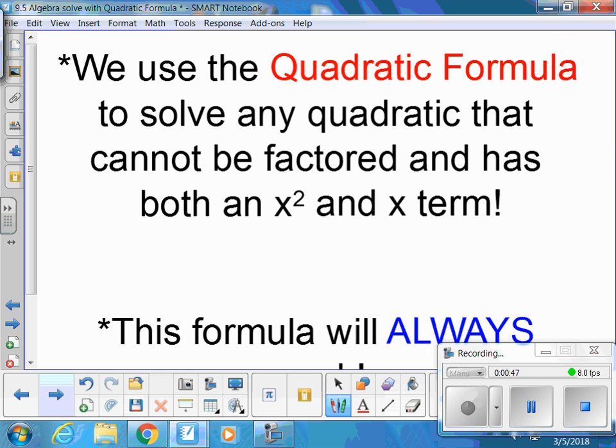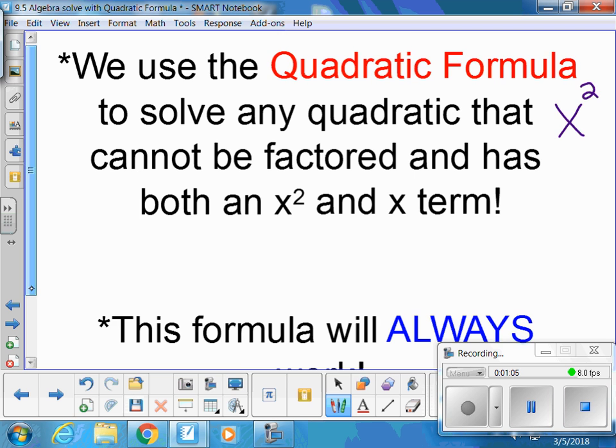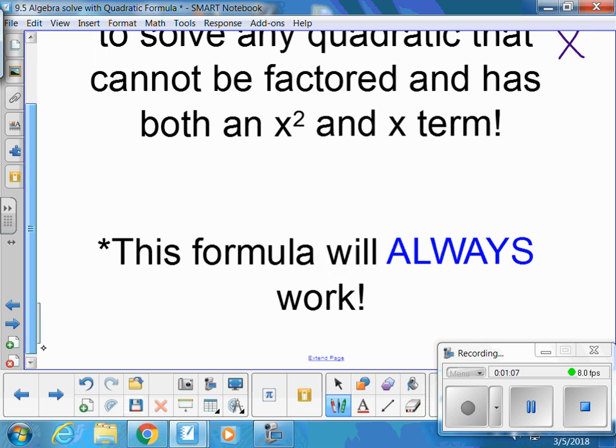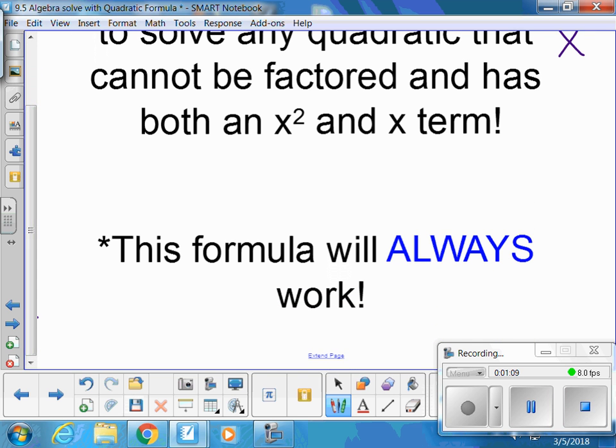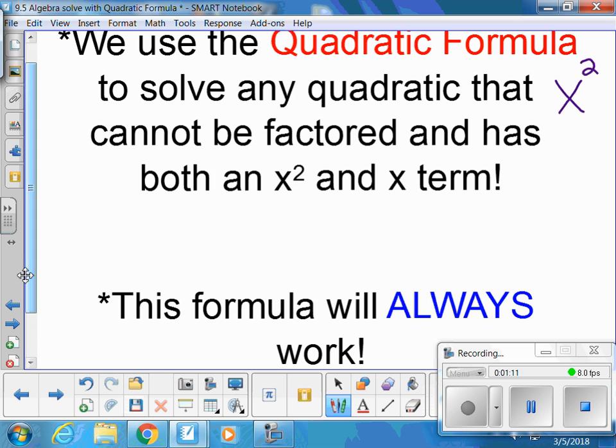Okay, you can use the quadratic formula to solve any quadratic. And you're probably like, what's a quadratic? A quadratic is something that has an x squared in it. So if you cannot factor it, you cannot solve it using square roots for whatever reason, the quadratic formula would be your way to go. This formula actually would always work, not just in the case where it's non-factorable. It will always work if there's an x squared term. Well, that's kind of nice to know.